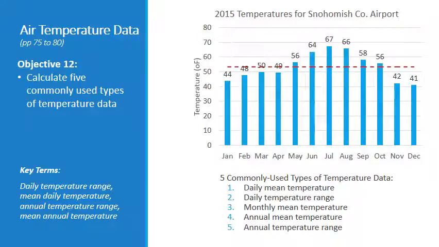The content in this presentation aligns with pages 75 through 80 of your textbook, and it's meant to help you achieve learning objective number 12, which is to calculate 5 commonly used types of temperature data and interpret a map that depicts temperature using isotherms.